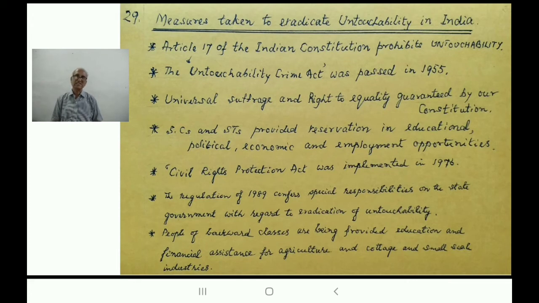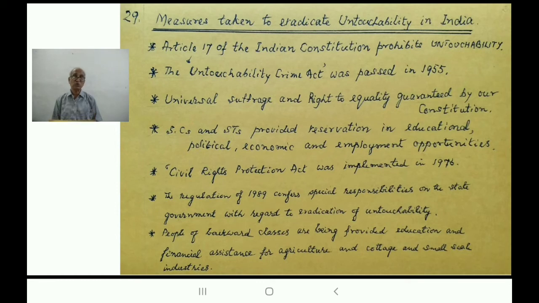Universal suffrage. What is suffrage? It's not suffering here. Don't get confused. Suffrage means voting. Universal suffrage. Everyone has the right to vote. All those who have crossed the age of 18 have the right to vote. And right to equality. We are all equal.